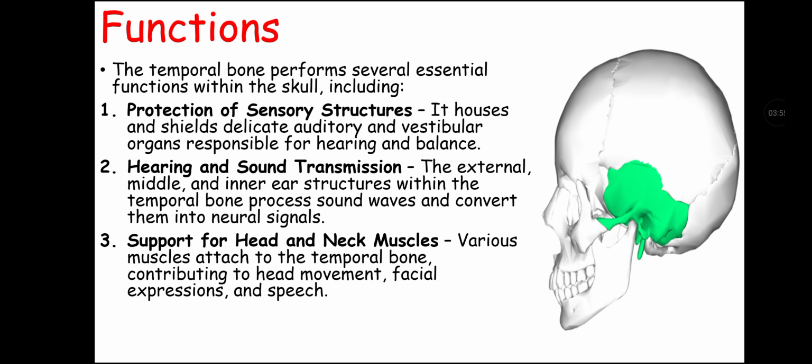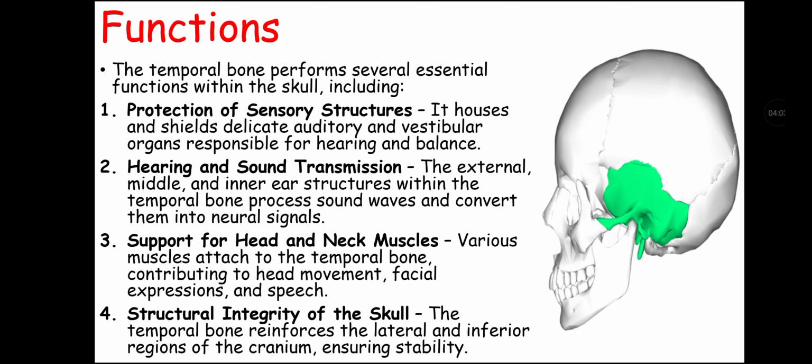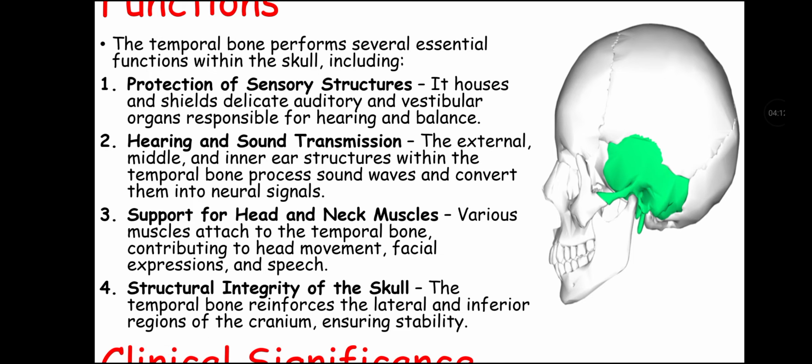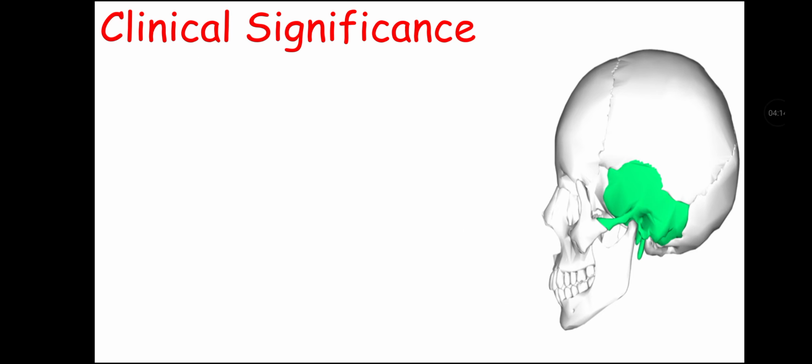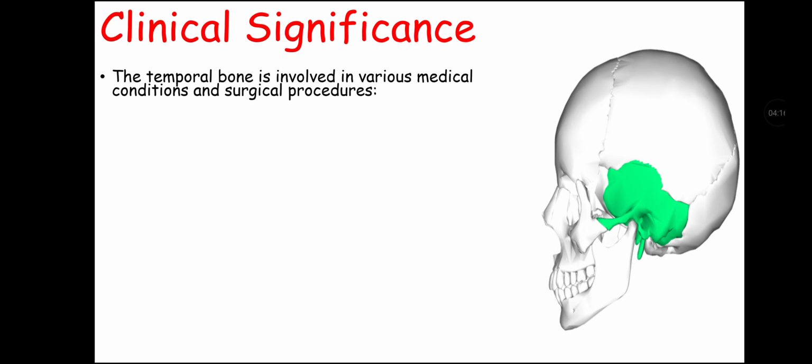And the third function of it is support for head and neck muscles, as various muscles attach to the temporal bone contributing to the head movement, facial expression, and speech. The next function of it is structural integrity of the skull, as the temporal bone reinforces lateral and inferior regions of cranium, ensuring stability. Now let's talk about the clinical significance of temporal bone.